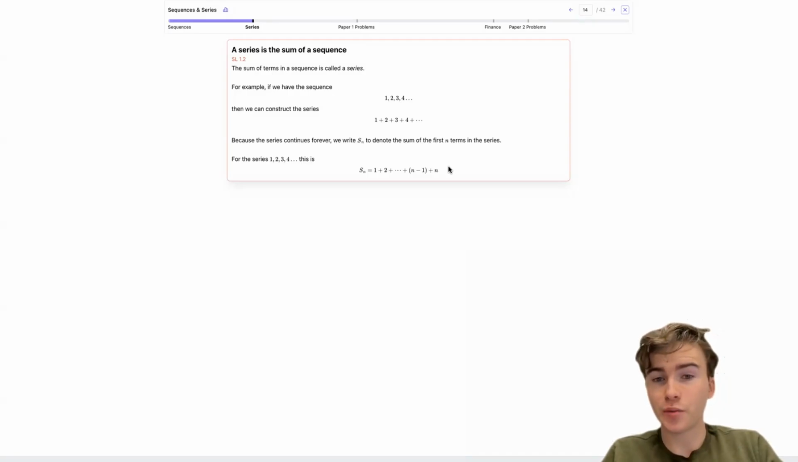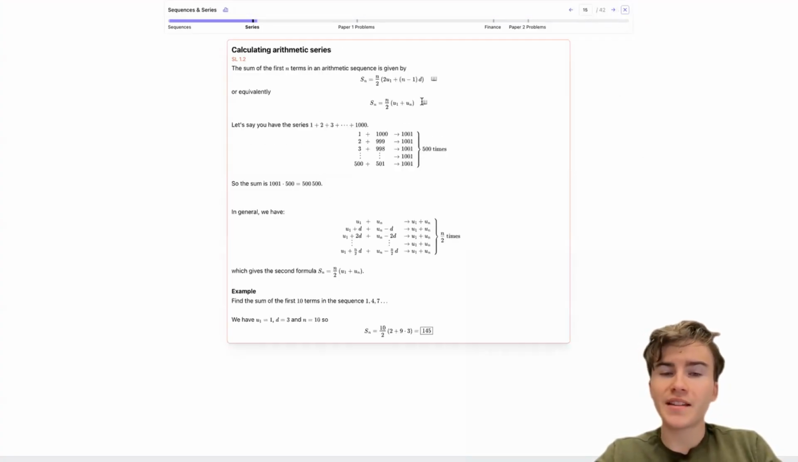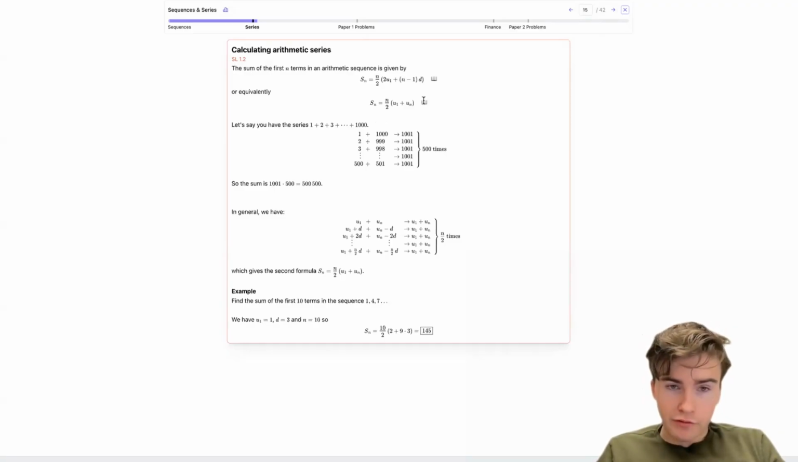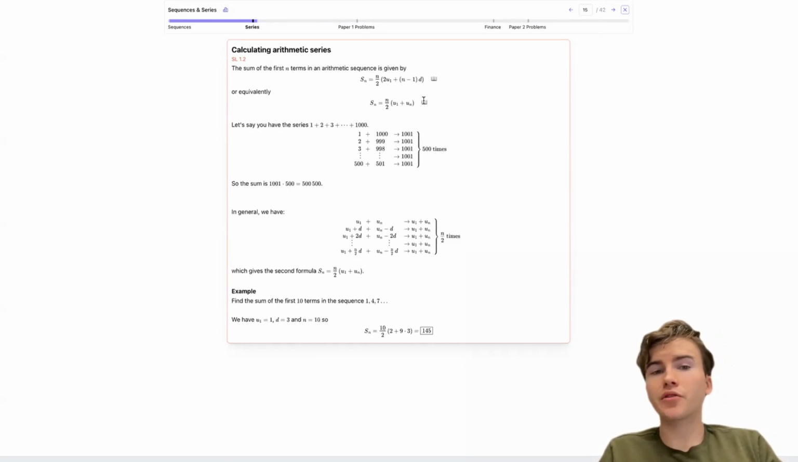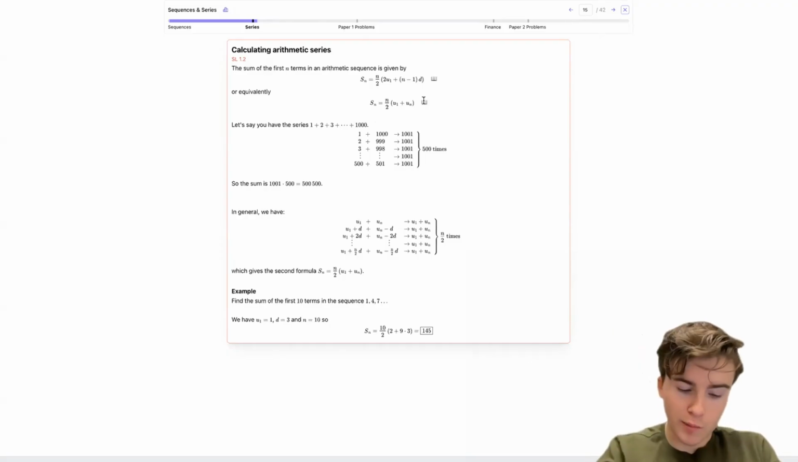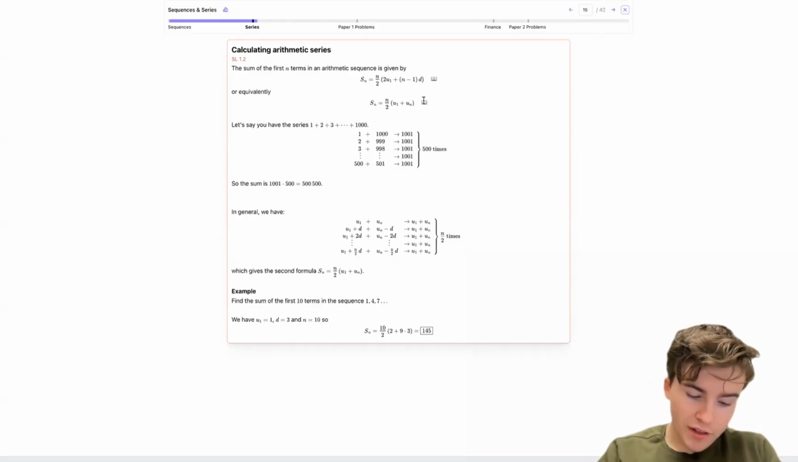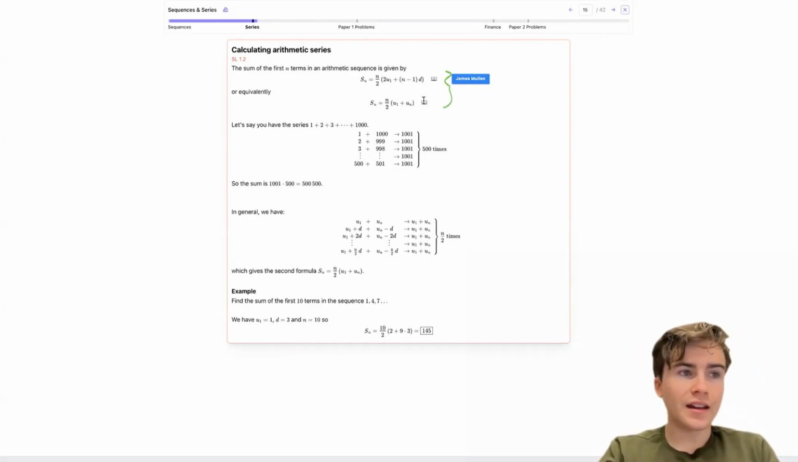So n is the last term that I add. All right. Let's do a specific case of the arithmetic series. If I have an arithmetic series, I know that I have a common difference between any two consecutive terms. And these two formulas are in your formula booklet in terms of how you calculate the sum of n terms using the first term, n and d.